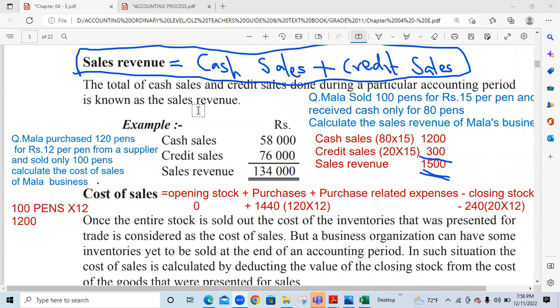Guys, an easy way to remember what cost of sales is: the cost you incur to sell your good. What is the cost you have to incur to sell your good?